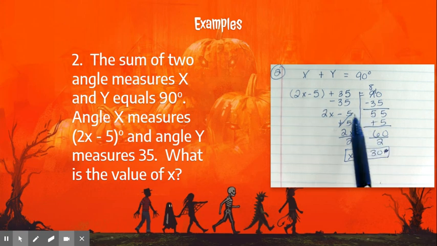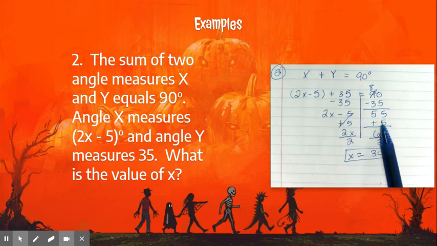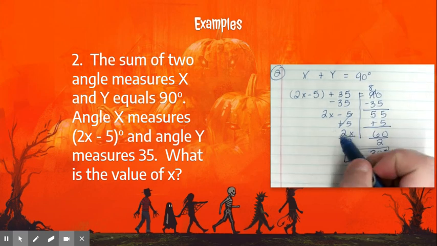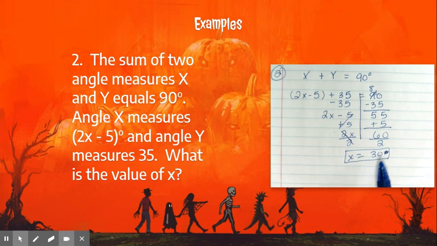We subtracted that because we do what's on the outside of the parentheses first. And then we add 5 on both sides to get rid of that 5. Then we divide by 2 to get rid of that 2, and we're left with just x over here, because 2 divided by 2 is 1. And 60 divided by 2 is 30.